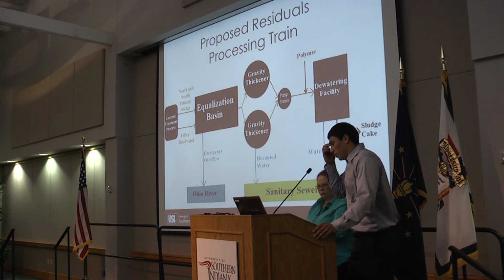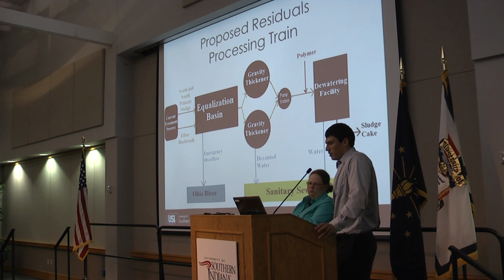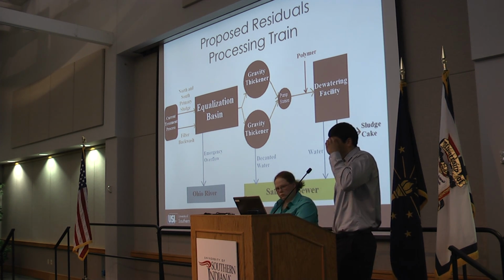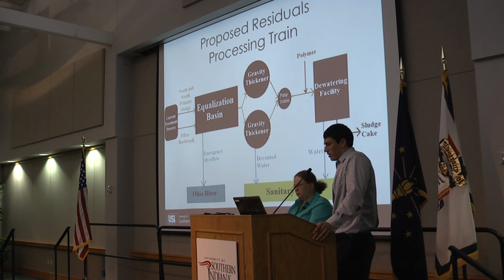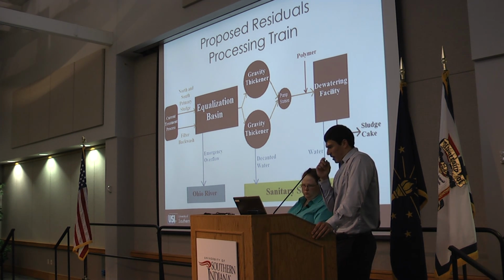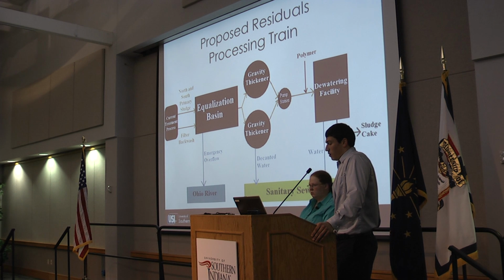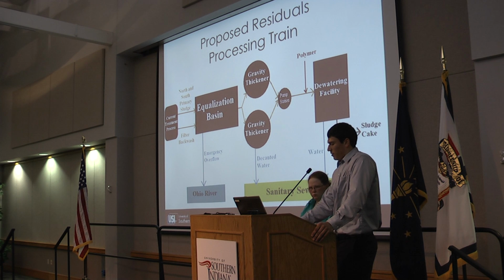Here's our proposed process train. We're proposing running 2 lines from the current treatment process to the equalization basin, and from here to 2 gravity thickeners, where it will then be pumped up to the dewatering facility, where our mechanical dewatering equipment will be housed, and from there, the sludge cake will be transported to a final disposal site. We have an emergency overflow running straight to the Ohio River in case the equalization basin were to overflow for some reason, and the decanted water and the water removed from the dewatering equipment will be sent to the sanitary sewer and taken to the wastewater plant here in Evansville.